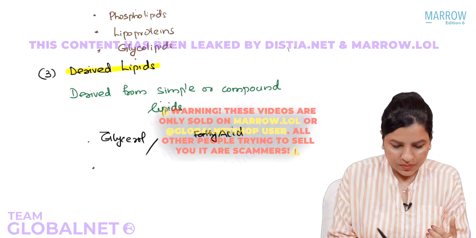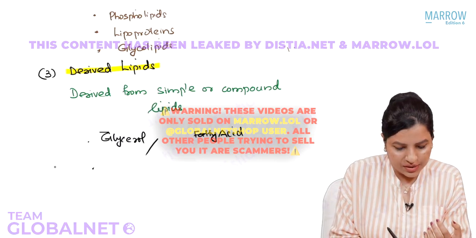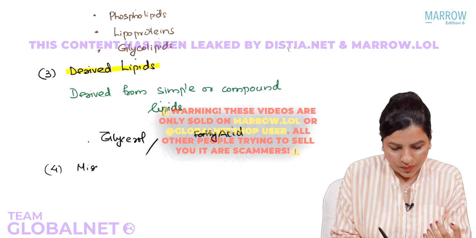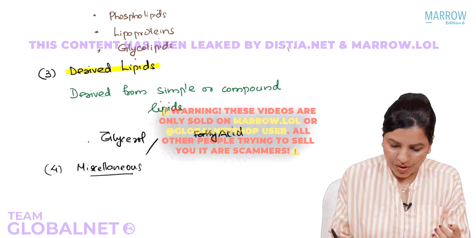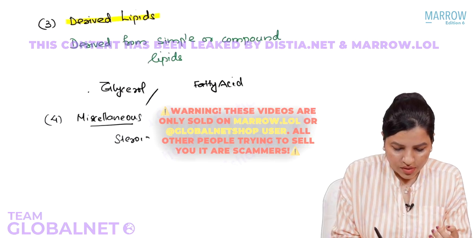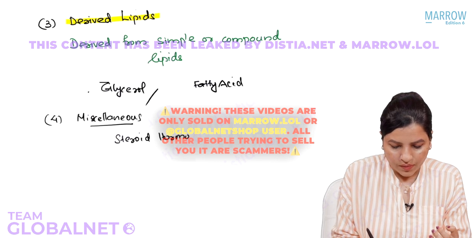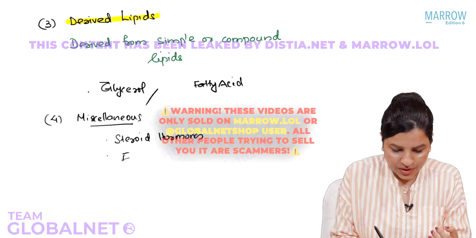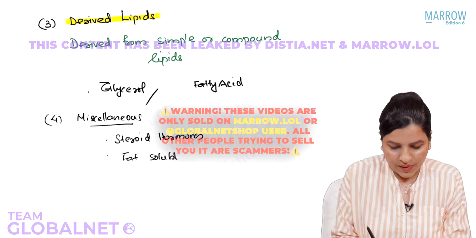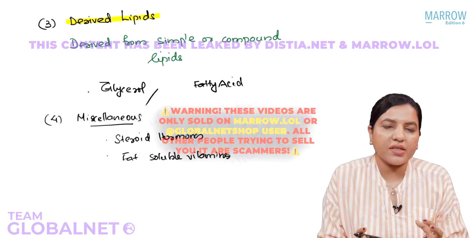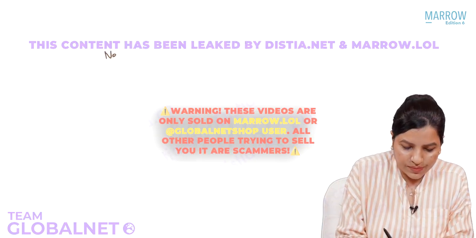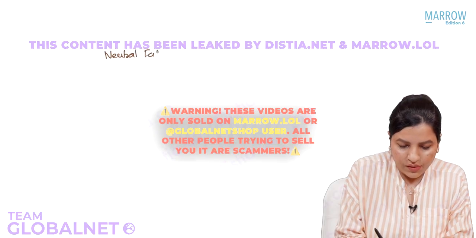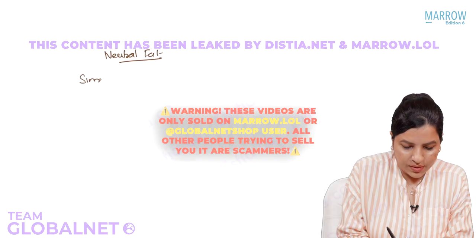Apart from that, there is a miscellaneous group also, which includes many other things like steroid hormones, then the fat soluble vitamins. So, all these are miscellaneous groups. So, that is the classification of lipids. Here I just want to tell you about what is neutral fat. Neutral fat is a simple lipid.